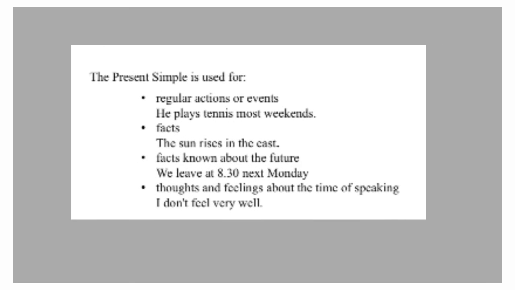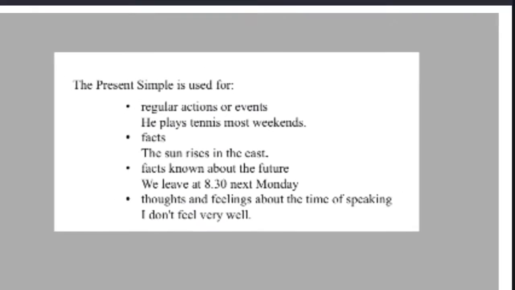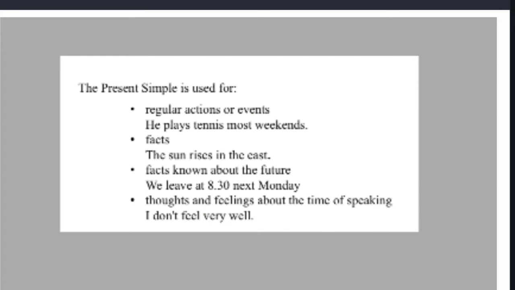In sum, the present simple is used for regular actions or events. Example, he plays tennis most weekends. We use present simple for facts. The sun rises in the east. We use present simple for facts known about the future. We leave at 8:30 next Monday. We use present simple for thoughts and feelings about the time of speaking. I don't feel very well.